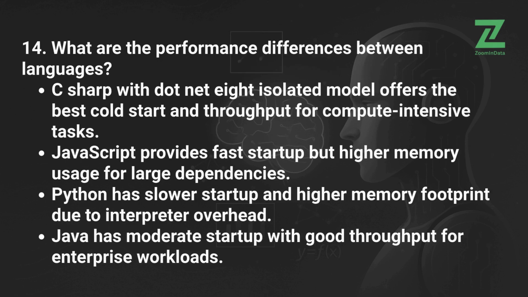14. What are the performance differences between languages? C# with .NET 8 isolated model offers the best cold start and throughput for compute-intensive tasks. JavaScript provides fast startup but higher memory usage for large dependencies. Python has slower startup and higher memory footprint due to interpreter overhead. Java has moderate startup with good throughput for enterprise workloads.